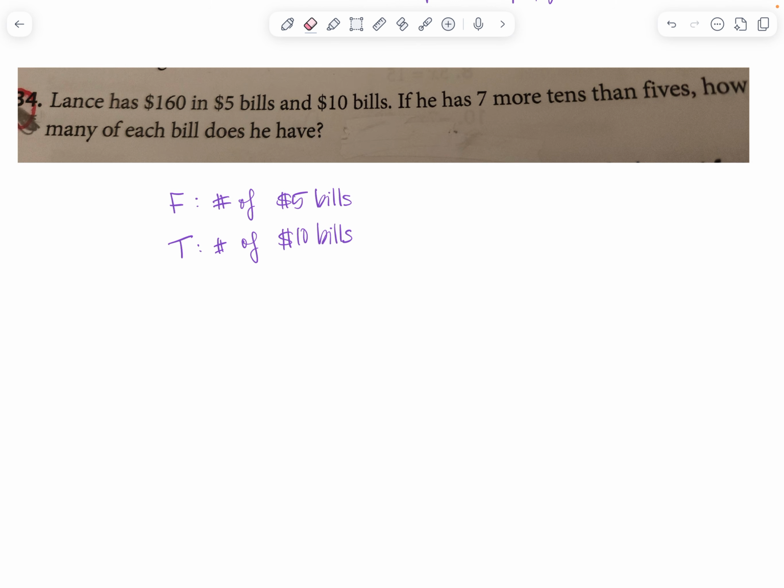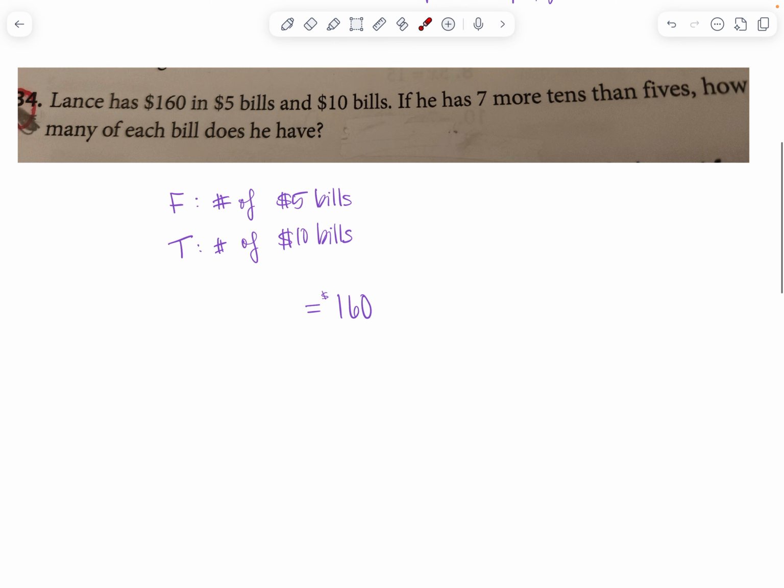All right, so the first thing we're going to do, let's deal with the money concept. I know that Lance has $160 in his pocket. So that means he has a total of $160. If it helps you to put a dollar symbol, that's fine. You don't have to here, and I'll walk you through why this could be a problem in a few minutes. But you can put that there just to remind yourself that this is money, the value of the money that we're talking about.